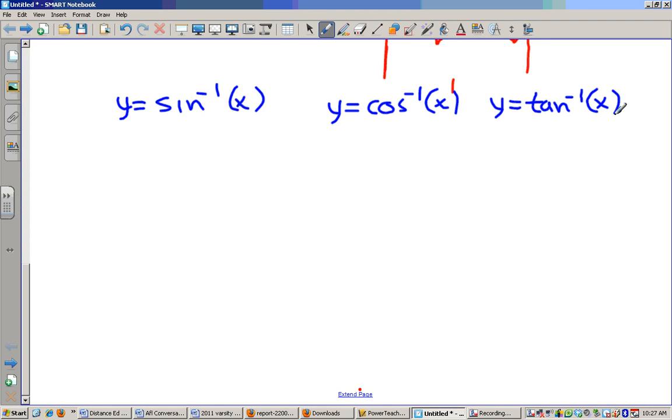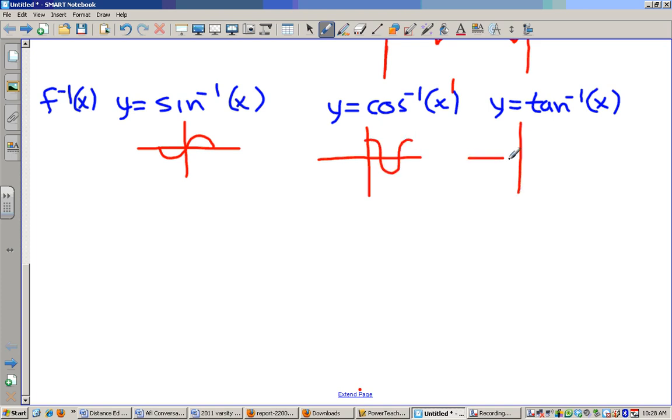Now, what do we remember about inverse functions? This is what we're doing, right? An inverse function here. So we know that sine looks like this, right? Sine goes like this. You agree? Cosine goes like this. I'm just doing the normal ones. And tan looks like this. Right?